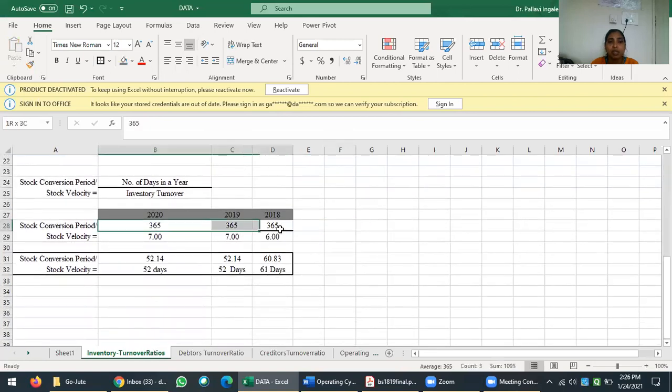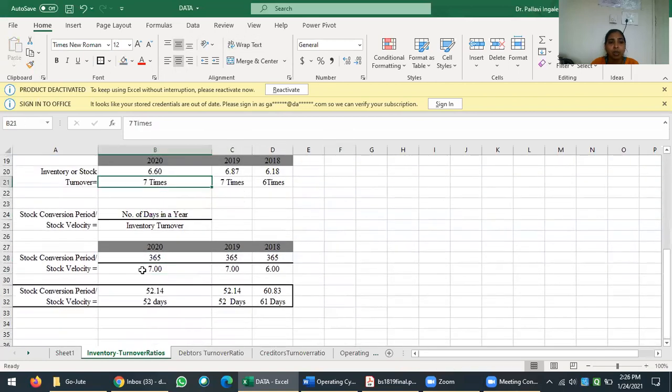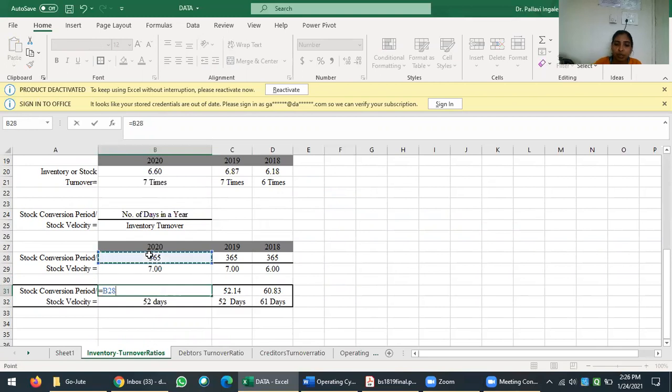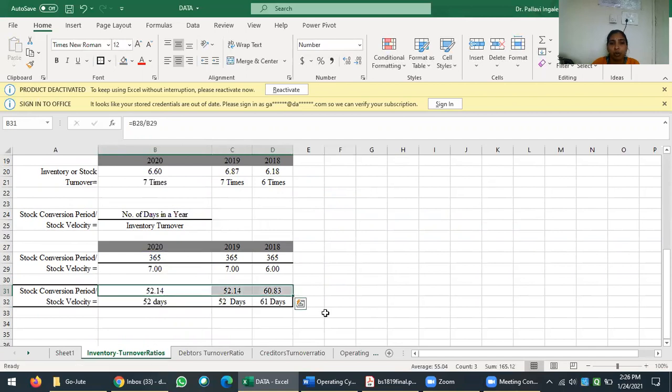Okay, so 365 days I have mentioned, and here, as I mentioned, 7 times, so I'm writing 7, a rounded-up figure. Don't take the decimal one. 6. Okay, now if I divide this, I'm getting this: 365 divided by 7. So I will be getting this. The same way I will calculate for all. Okay, now apply the mathematical formula. It is 52 days, 61 days. If you are taking this amount, that will also do.